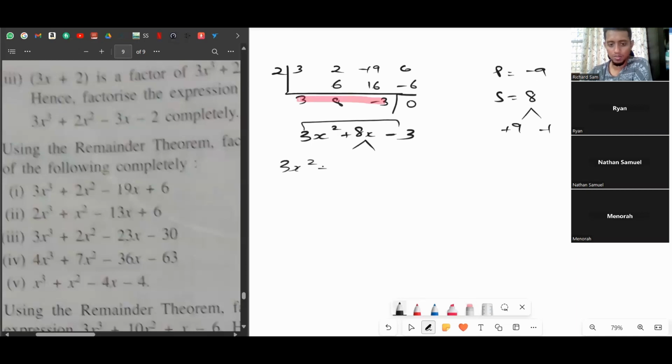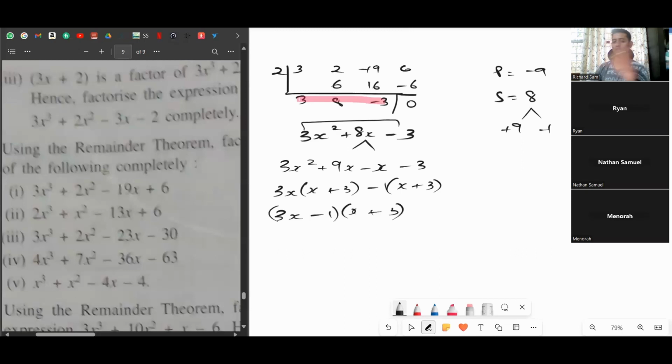Three x square plus 9x minus 1x minus 3. Here 3x is common. So x plus 3. Right? Here nothing is common. So you just put the minus and put a 1 outside. So that's x plus 3. Because minus 1 into plus 3 is minus 3. So we got our two factors, that is 3x minus 1 multiplied by x plus 3. Okay, so we got our two factors.